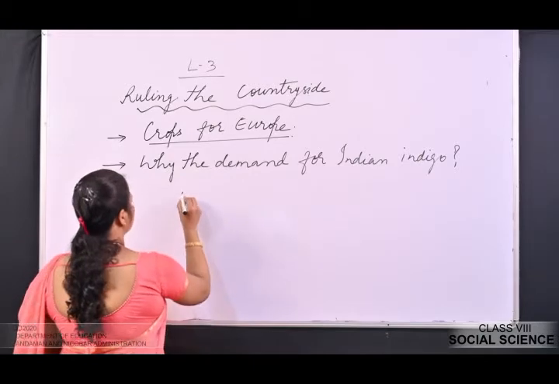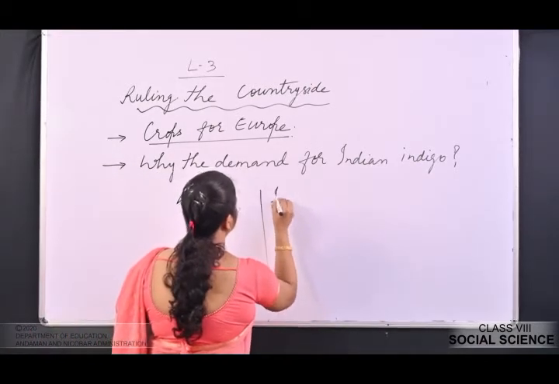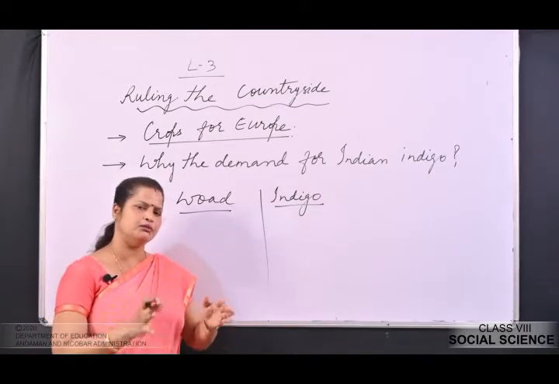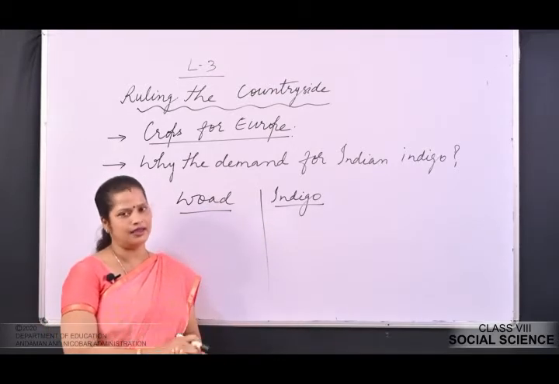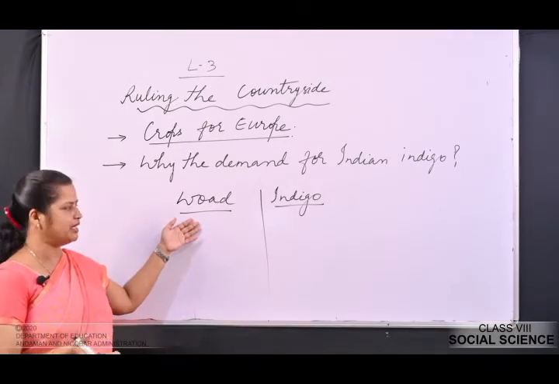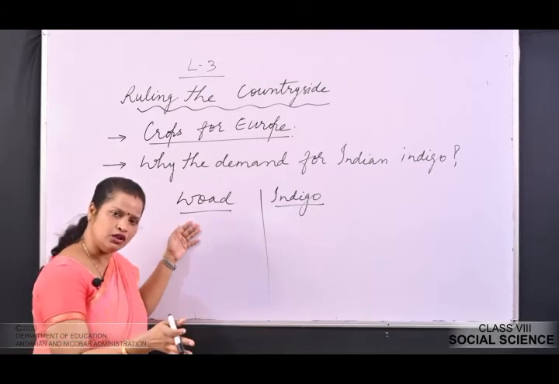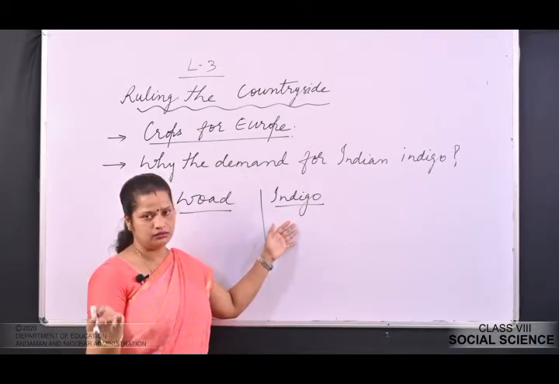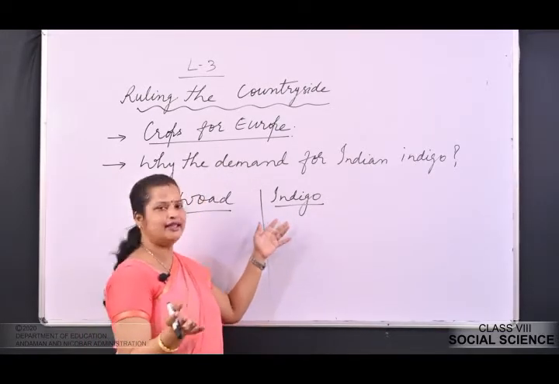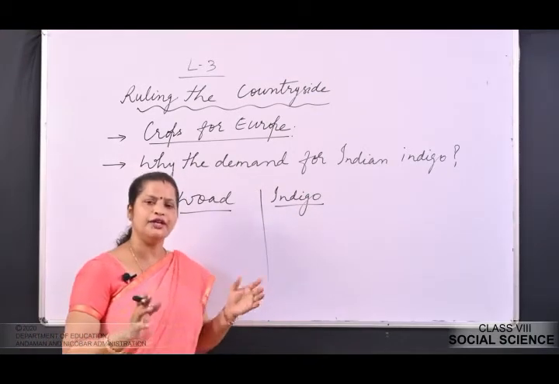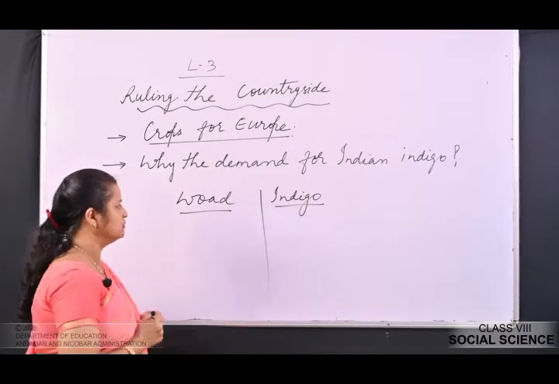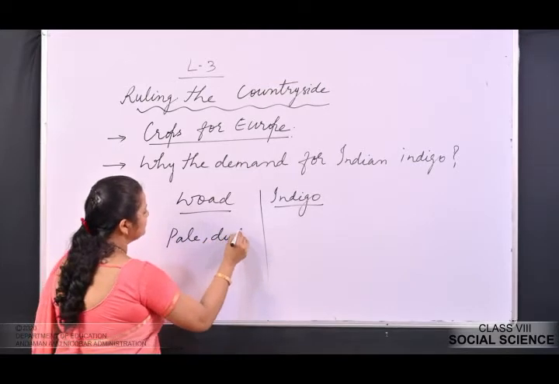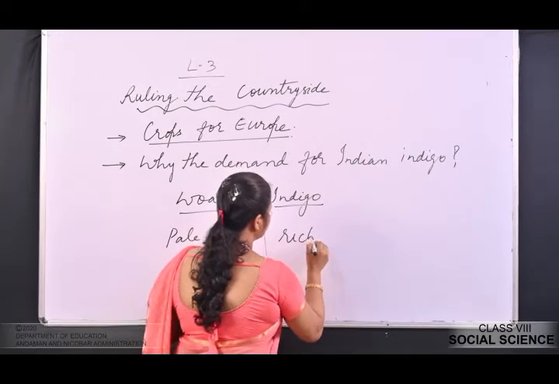Now let's see, woad and indigo are both plants that commonly produce blue or violet color. Woad is mostly grown in the temperate zone. Temperate zone means a place where the temperature is neither too cold nor too hot. And indigo is mostly grown in the tropics, like in India. So though both plants produce blue and violet color, there was a difference between the two. What was the difference? The difference was that woad produces a blue color which was pale and dull, whereas indigo was rich and attractive.